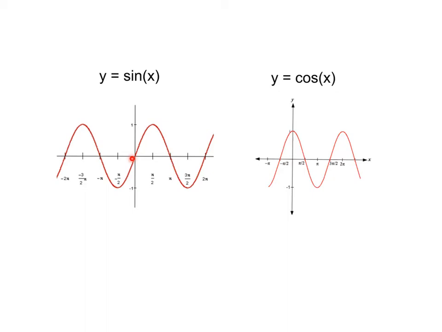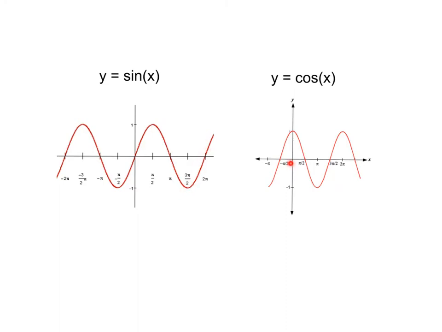Here we had sine of 0, which we talked about was 0. Sine of pi over 2 was 1. Sine of pi was 0. Sine of 3 pi over 2 was negative 1. And then sine of 2 pi, back to 0. And what you see is this oscillation between those numbers.